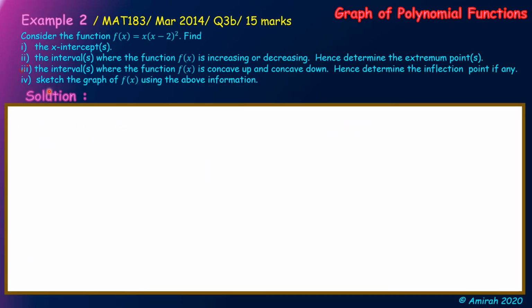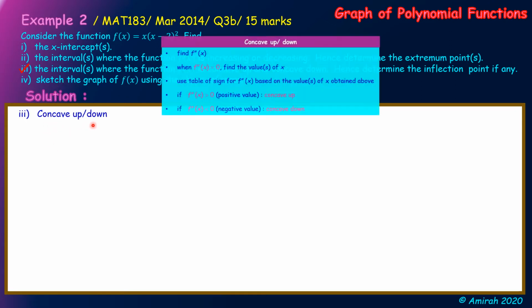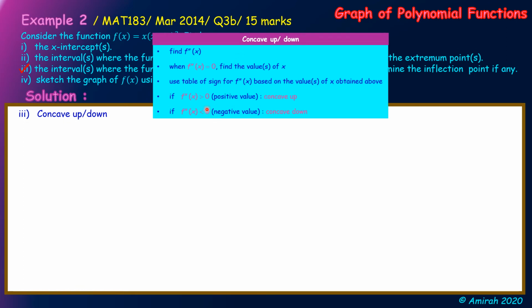Number Roman 3. Find the interval where the function is concave up and concave down. Hence, determine the inflection point if any. To find the concavity, we can refer to these steps. First, we need to find f double prime x. To find f double prime, we refer to f prime x. We differentiate f prime x, then we get the second derivative, or f double prime.